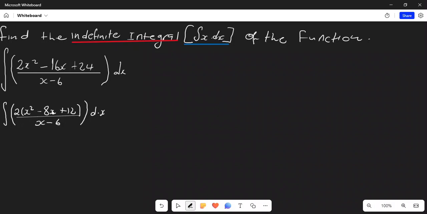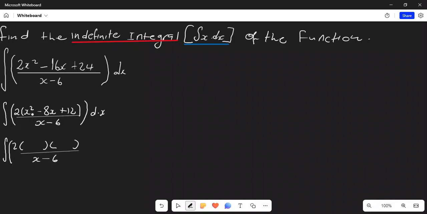Now that we managed to take out the common factor on the numerator, as you can see here we have to factorize. But first let's start by rewriting our s here, and then we have our 2 here as a common factor. Now when you factorize, we need to have 2 brackets there. All this is divided by x minus 6.